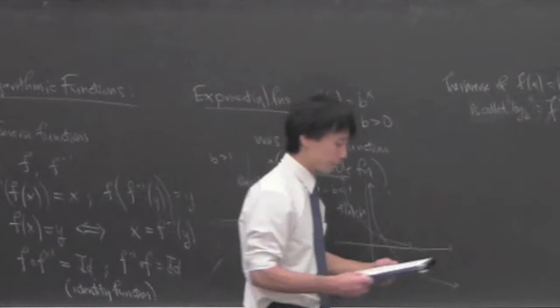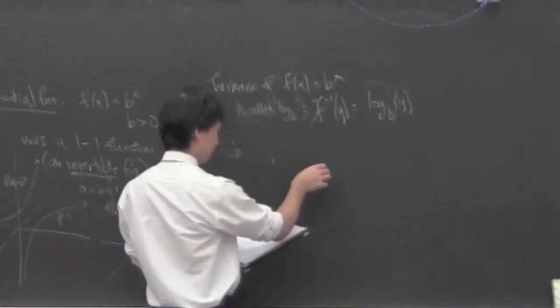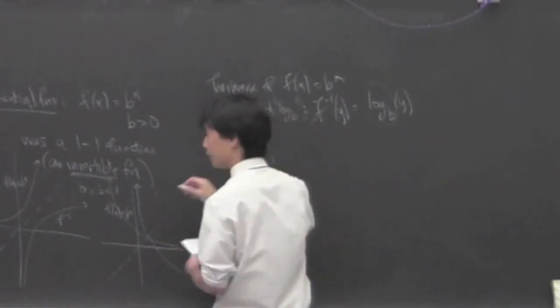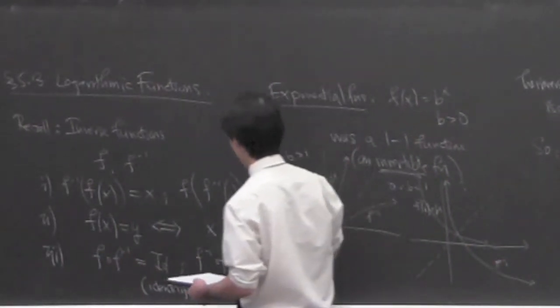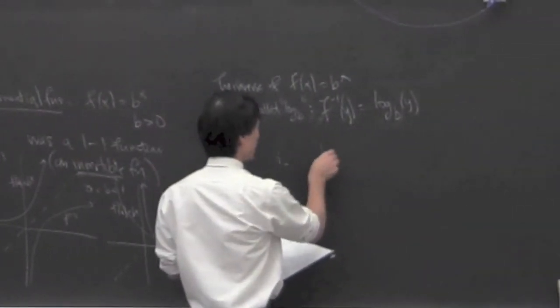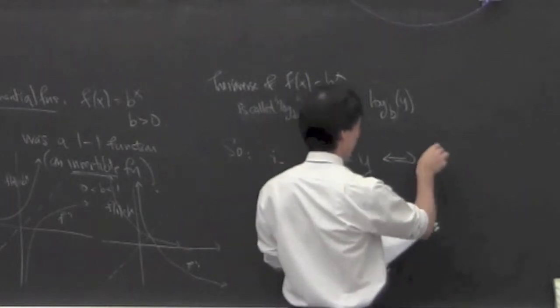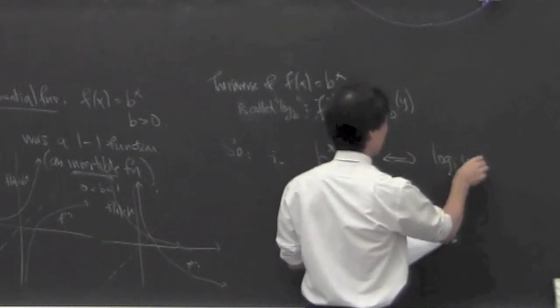Okay, so for example, if you write it using the second expression, it's to say that b to the x is y. It's the same thing as saying that log base b of y is x.